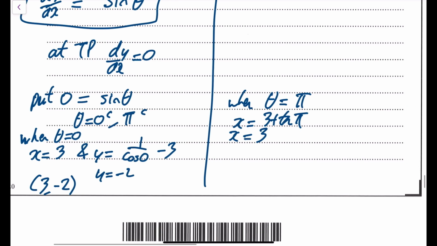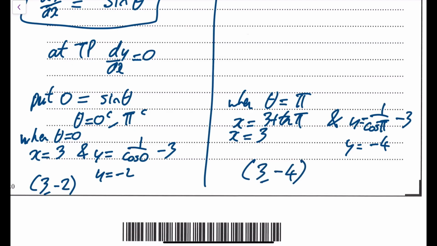And the y value was going to be 1 over cos of pi, and minus 3. And that's 1 divided by cos of pi, and then minus 3 on the calculator. That all works out as minus 4. So another turning point is (3, -4).